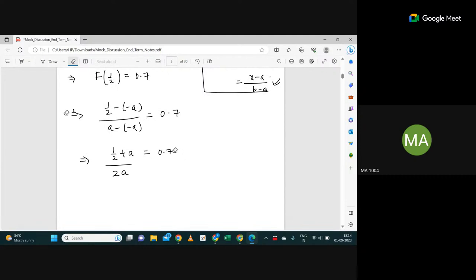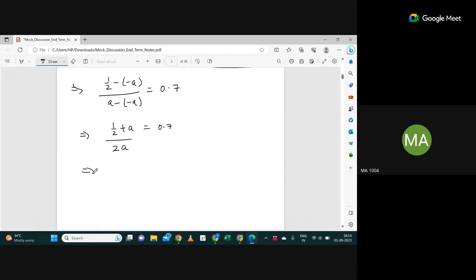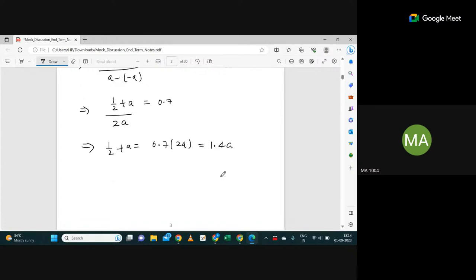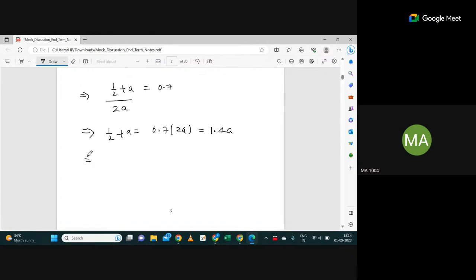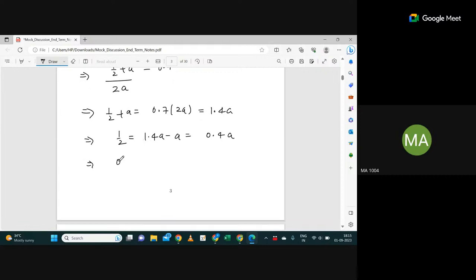Okay. So from here it will be half plus a equal to 0.7 times 2a, which is nothing but 1.4 times a, correct? Next, what we can do is, half equals 1.4a minus a, which is 0.4a, right? And half means what? 0.5, correct?